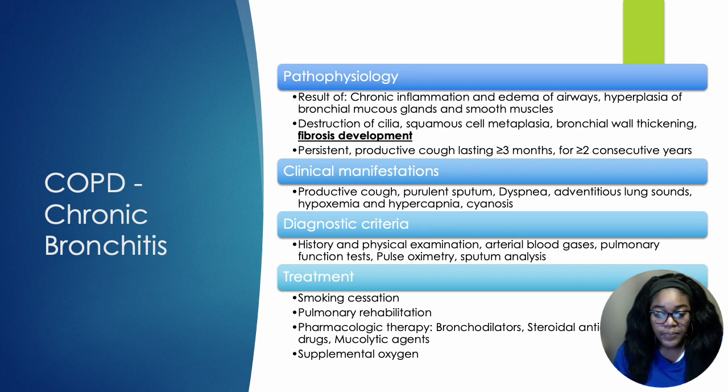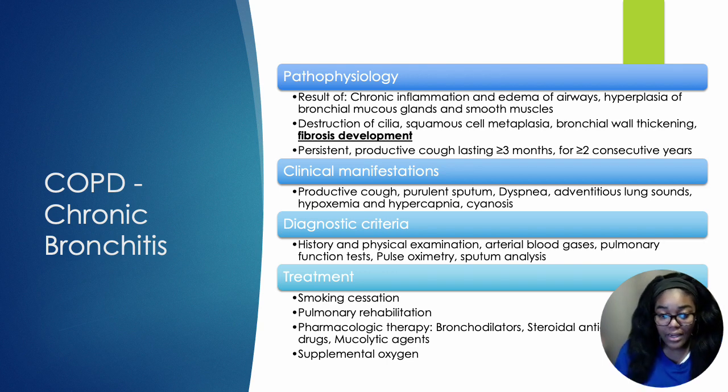So COPD, chronic bronchitis, is more so an issue of inflammation and edema in your airways. You'll normally see a persistent productive cough that lasts greater than or equal to 3 months for greater than or equal to 2 consecutive years. So that cough is productive. You have purulent sputum, you have shortness of breath, those adventitious lung sounds, and you'll also see individuals on their ABG with hypoxemia or hypercapnia, and you may even see cyanosis in individuals like this.